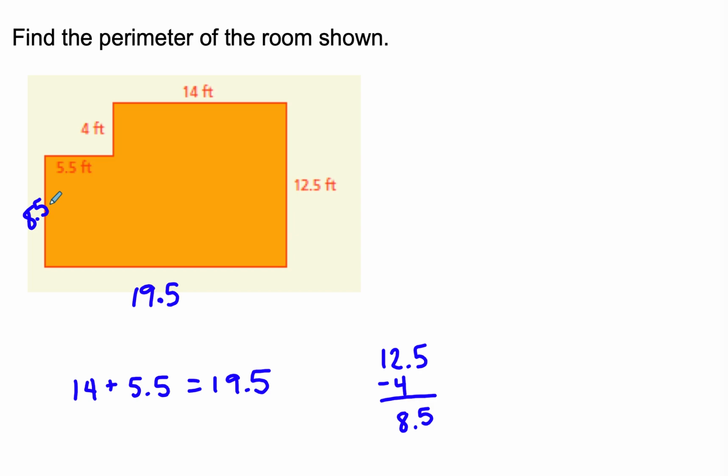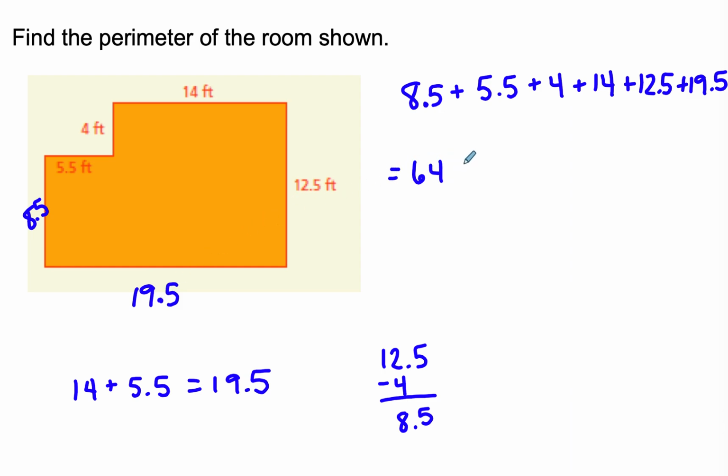All right, let's check our answers here. So we need to add all of our numbers together, and yes, it's okay to use a calculator, but you still have to write out what you do. So 8.5 plus 5.5 plus 4 plus 14 plus 12.5 plus 19.5. So I started from the side and then I just wrote down every side length that we had. And together that equals 64. And the unit is going to be feet. 64 feet is our perimeter.